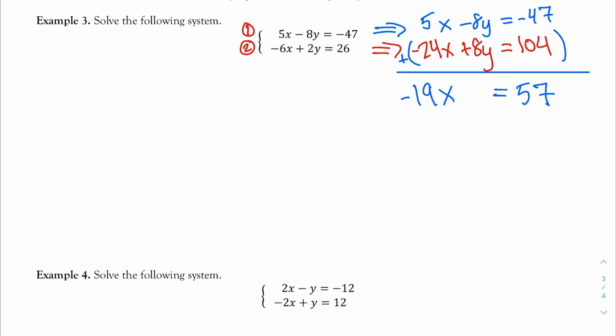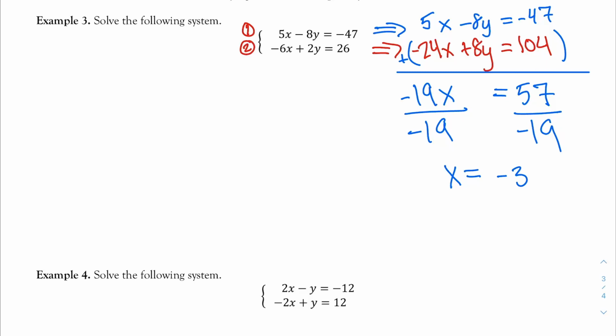So by multiplying equation 2 by 4 and then adding them together, I was able to get rid of one of my variables. Now I can just solve for x. I can do that by dividing by negative 19, giving me x is equal to 57 over 19, which I believe does not simplify down. Or does it? Oh, yes, it does. It simplifies down into negative 3. So I have my x value.